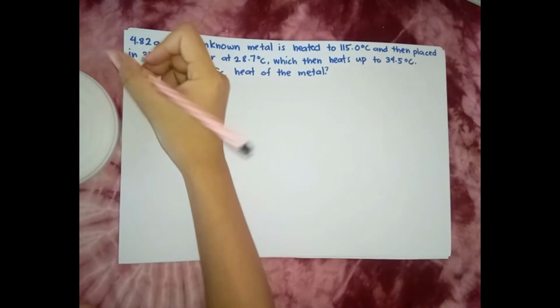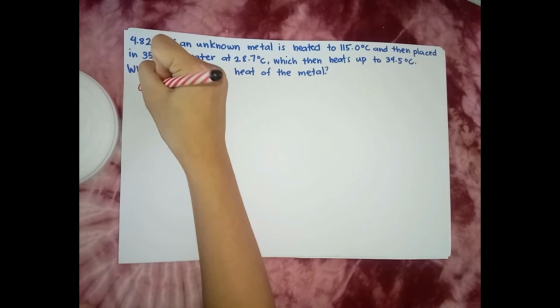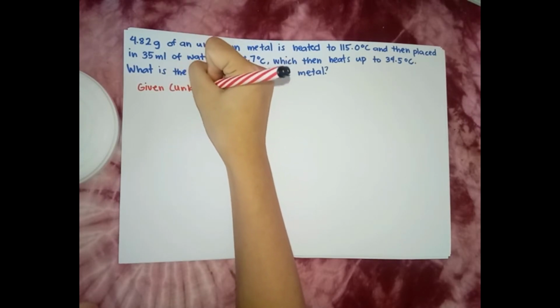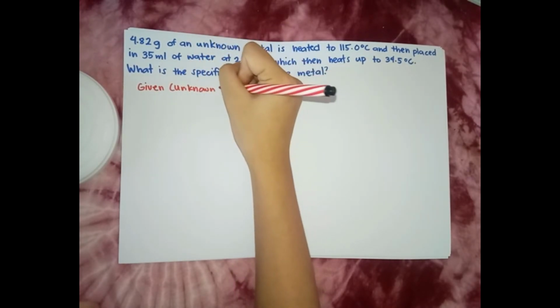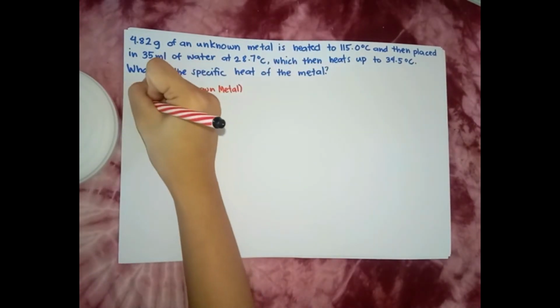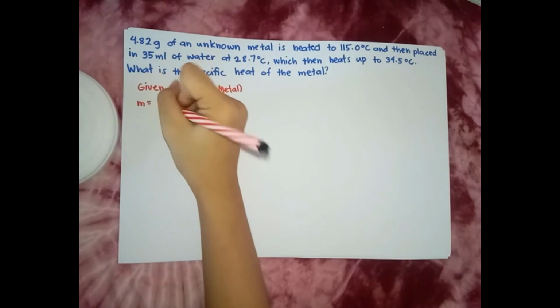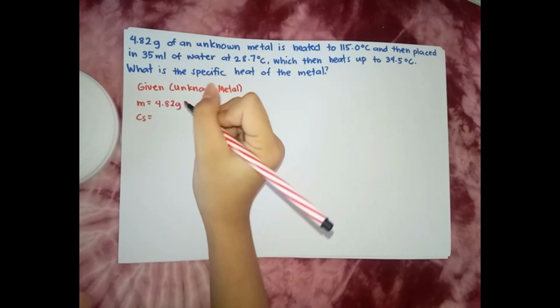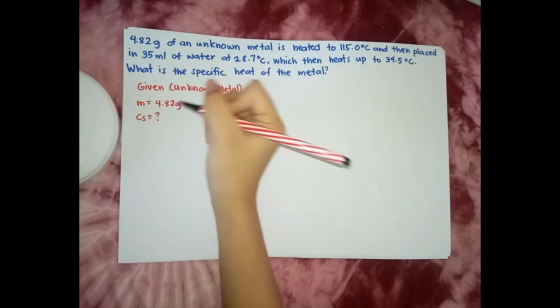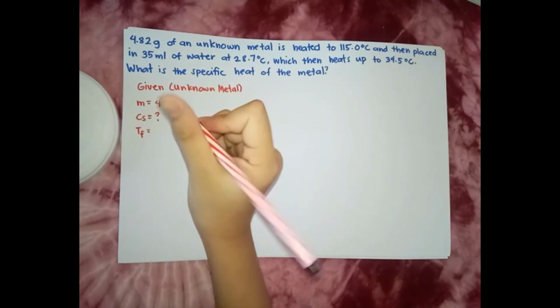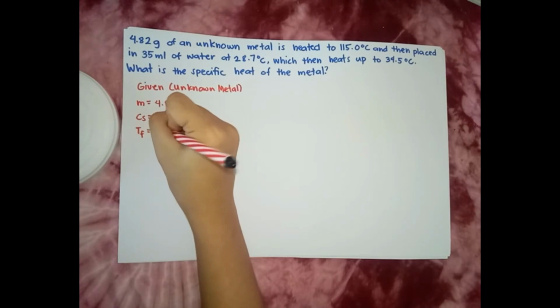So the given here, we're going to write first the given for the unknown metal. So we have here M equals 4.82 grams. And we have here the specific heat is unknown. And the initial temperature is 115.0 degrees Celsius.